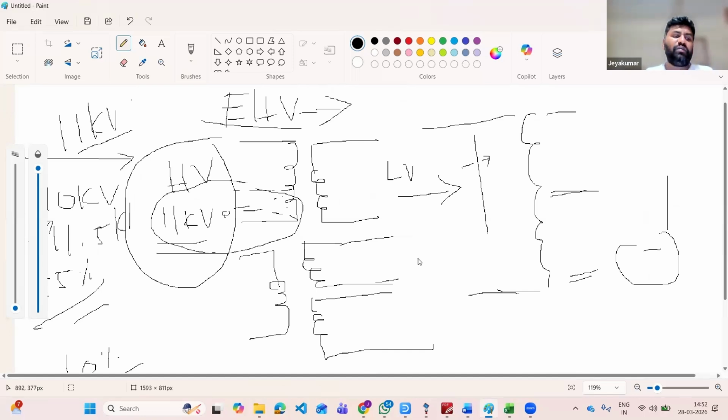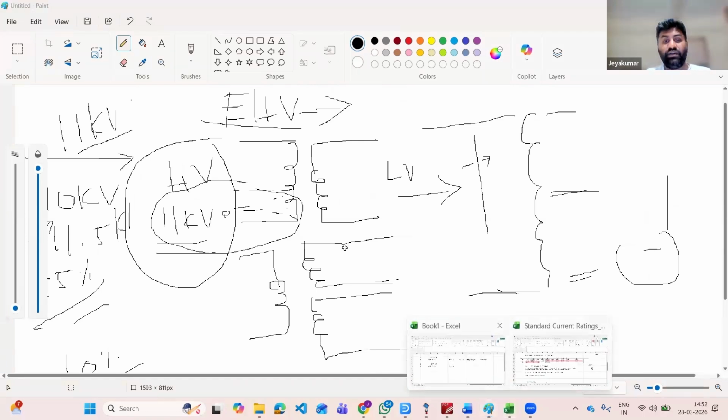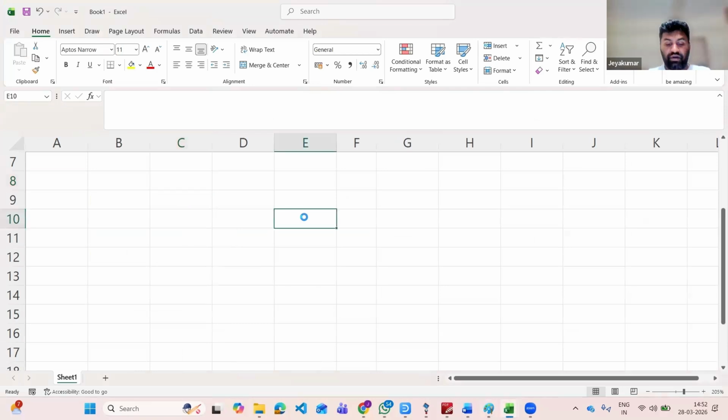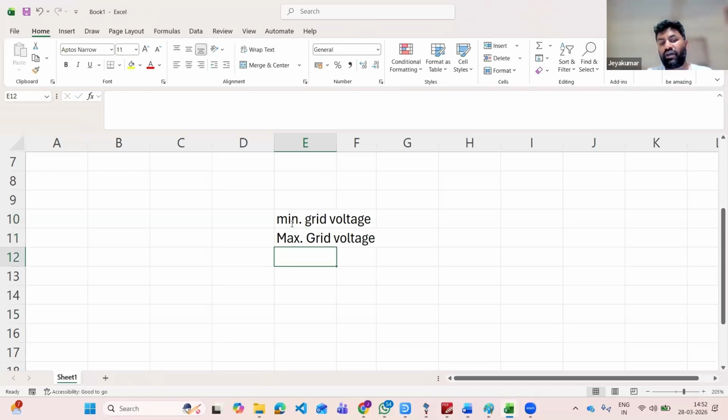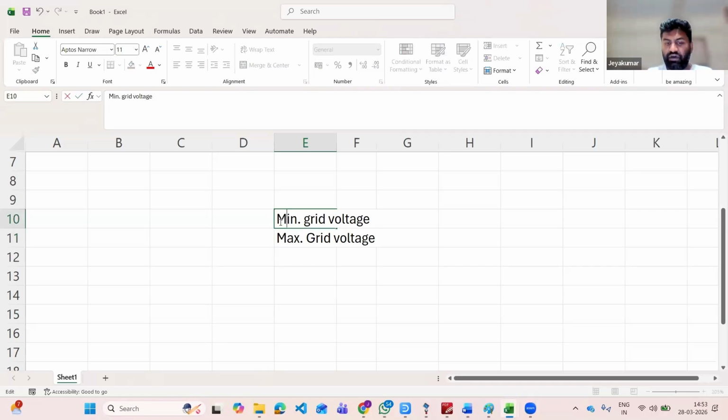Okay. So if it is on load, what is the percentage? What are the steps that you need to specify? For that, how you have to find out is you need to ask your customer for it as an input. What is your minimum grid voltage? What is your maximum grid voltage? You ask this information from your customer, so he knows, right?